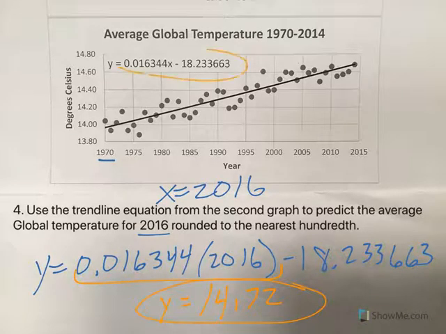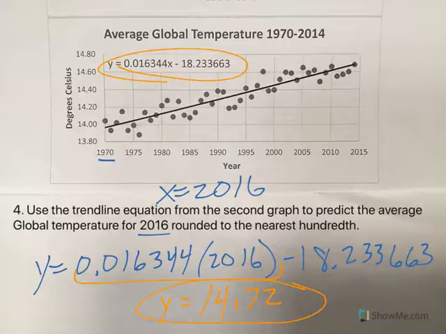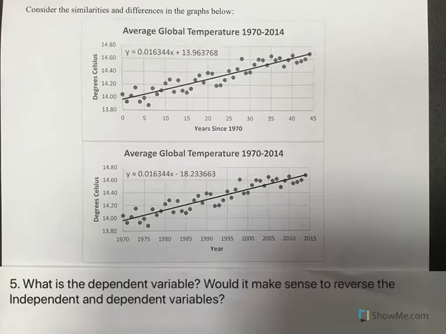Same exact thing. So even though we are dealing with two different equations, because our x values are different, it changes our equations, we still end up with the same answer. So this shows that your y-intercepts are going to be created dependent upon how you're dealing with your x-axis. And the last question, what is the dependent variable?